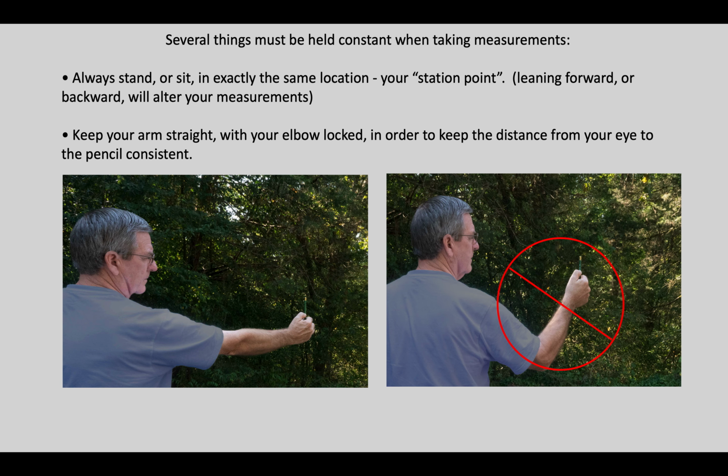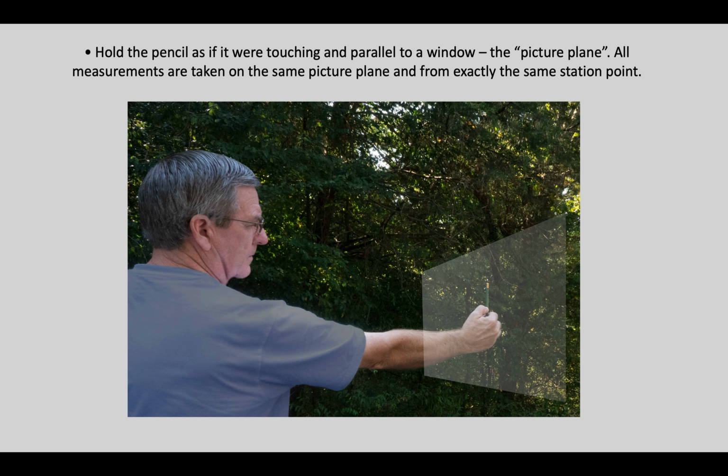Like I said, if it's sitting in a chair in the room, you need to be sitting in this chair in the same spot when you're measuring a box in the room, not leaning way forward or way backward. Keep your arms straight. So the diagram on the right, if you ever see an artist in a cartoon or somewhere taking measurements like that, they don't know what they're doing. Arms straight, always from the same station point.